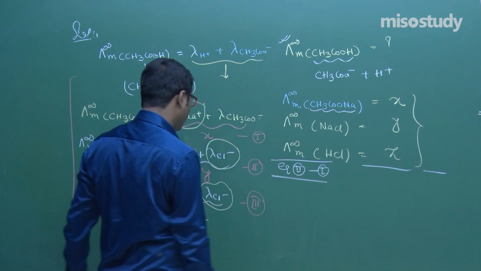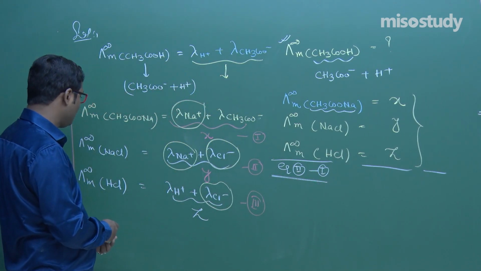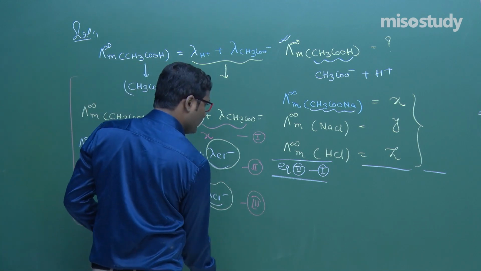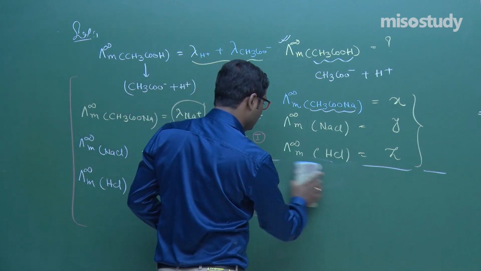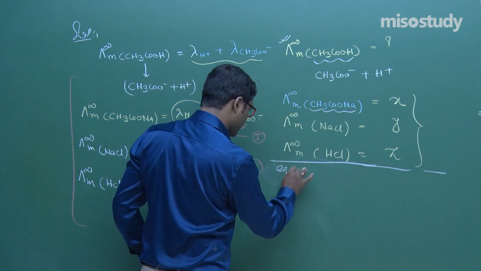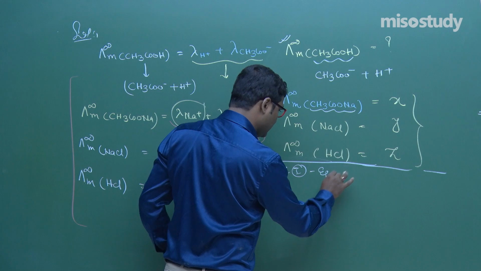Then what will happen if I subtract equation 2 minus 1, or is it better to write equation 1 minus equation 2? Then what will happen? Check it out, my friend. Equation 1 minus equation 2.